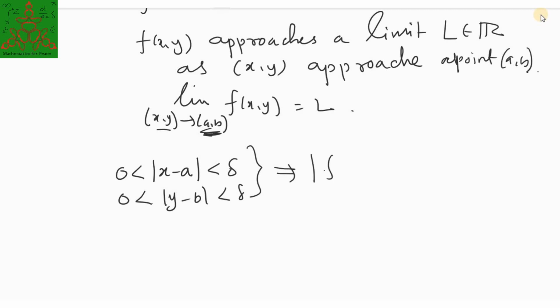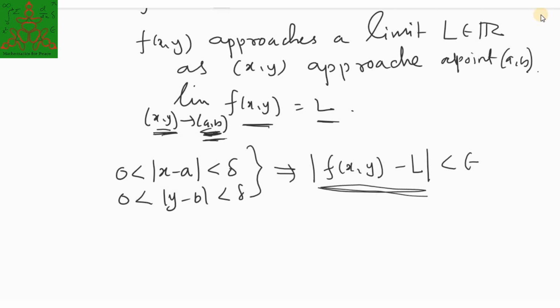These two conditions imply that mod of f of x y minus L is less than epsilon. As the point (x, y) approaches (a, b), f of x y approaches L. That means the distance between f of x y and L is as small as you like. So here, for given epsilon greater than 0, there exists a delta greater than 0 such that you have this condition.